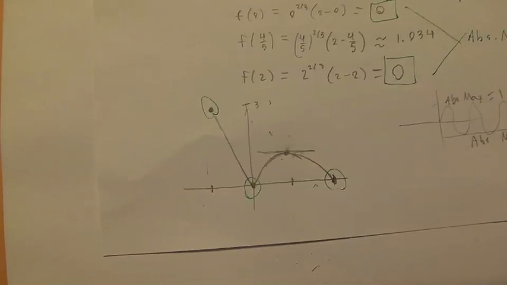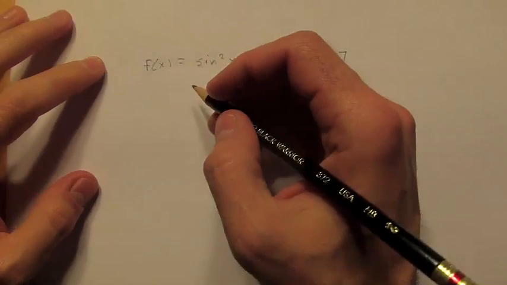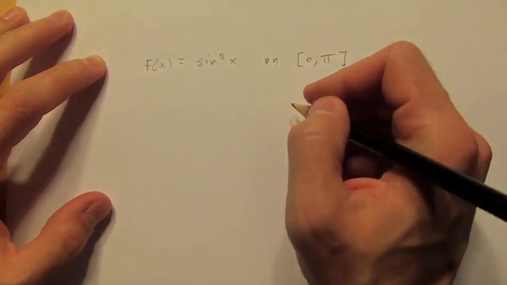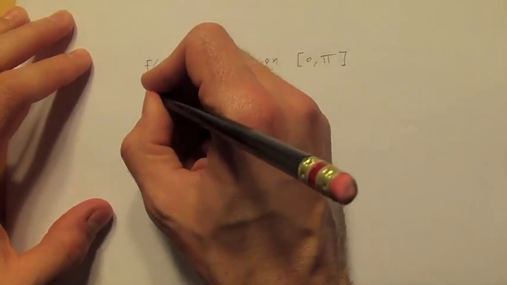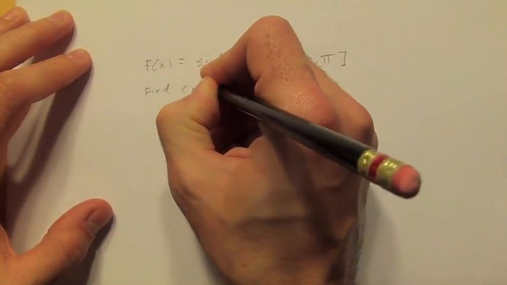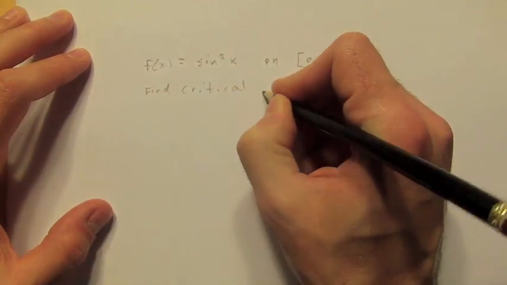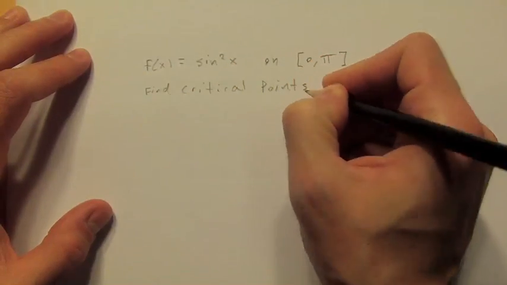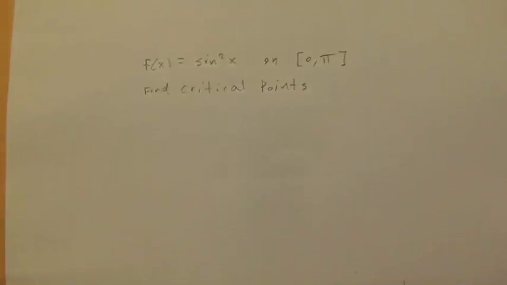All right, let's look at another example. Let's do the same thing for f of x is equal to sine squared of x on the interval 0 to pi. So the first thing we need to do to find critical points is take the derivative. In fact, in chapter 4, if you guess that your first step is always to take the derivative, you're pretty much right every time.